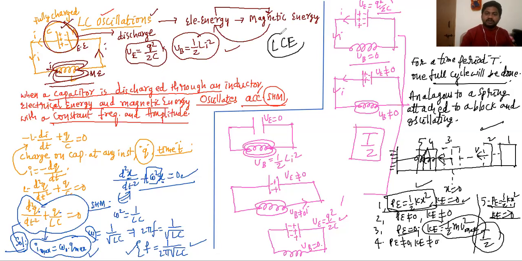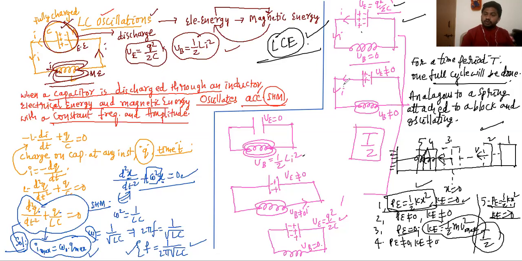The complete concept is depending on what? The law of conservation of energy, right? So this is the concept called LC oscillation. See how the energy is oscillating. Let's come back to this diagram. How the energy is oscillating, you can see here electrical energy, here electrical energy and magnetic energy both are here, and here it is magnetic energy.